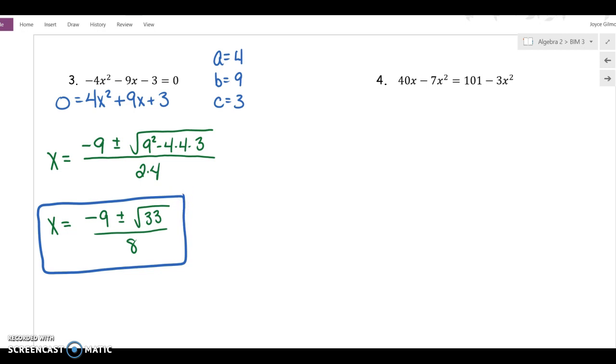All right, what's going on with number 4? It's big numbers, and it's definitely not in the right order at all. We need to get everything to one side of the equation and make sure it's written in standard form. So I'm going to add 7x squared to both sides. That will give me 4x squared. I'm going to subtract 40x on both sides.